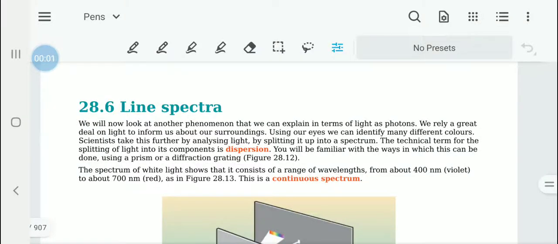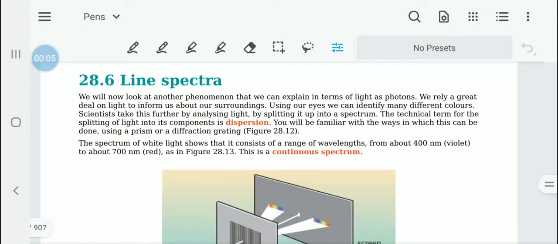Physics chapter 28, theory video 5. We are going to discuss line spectra. So now you know that when white light passes through a diffraction grating or through a prism, it will get dispersed.